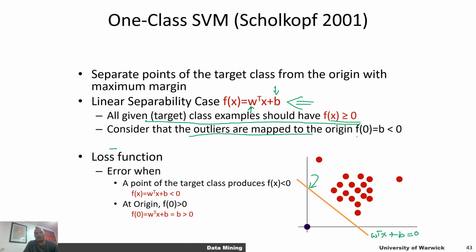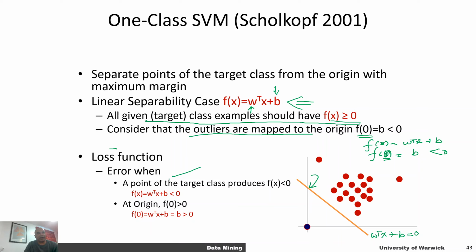So what we want is f of 0, which, since f of x is equal to w transpose x plus b, gives you b if you put 0 in it. What we want is this b should be less than 0, okay? Because that makes sure that all these other examples lie at the origin. But we don't have those examples, so we are treating this origin as a proxy for all those outlier examples. And the loss function then becomes that all the examples in the training set should lie above the line, and if they don't, we incur a loss for that particular example.